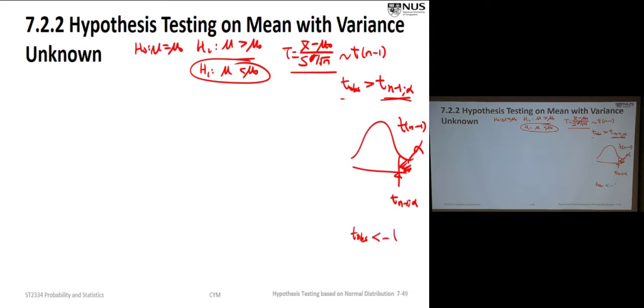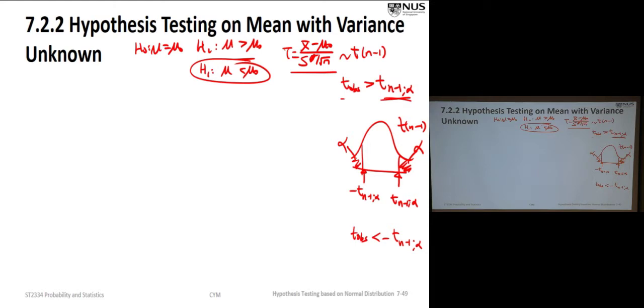less than minus t n minus 1 alpha. This is the number, minus t n minus 1 alpha, so that this probability is alpha. Because the t distribution is symmetric about 0. The probability of being bigger than t n minus 1 alpha, when you flip it to the other side, becomes negative, and the probability of being less than that number will be alpha.